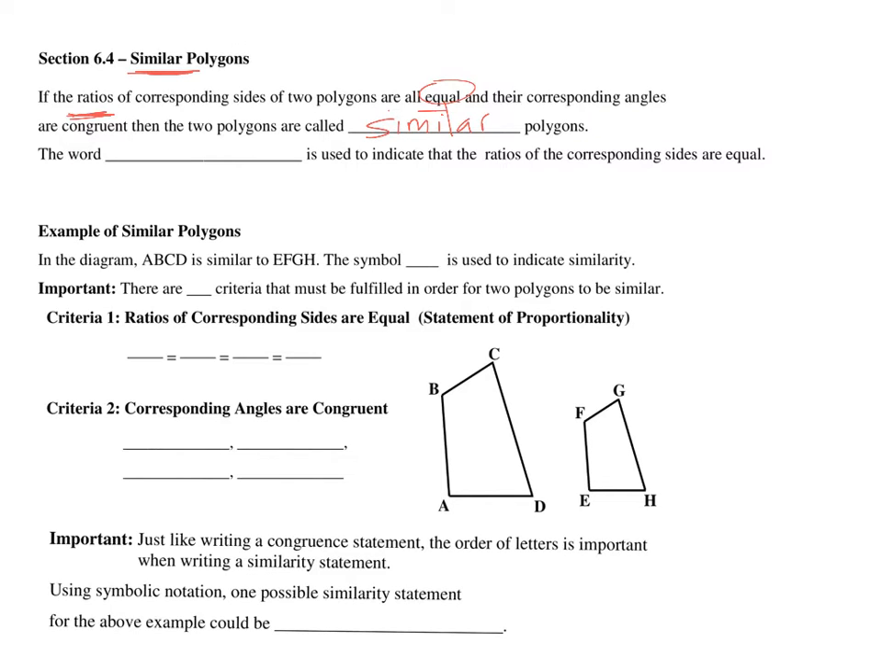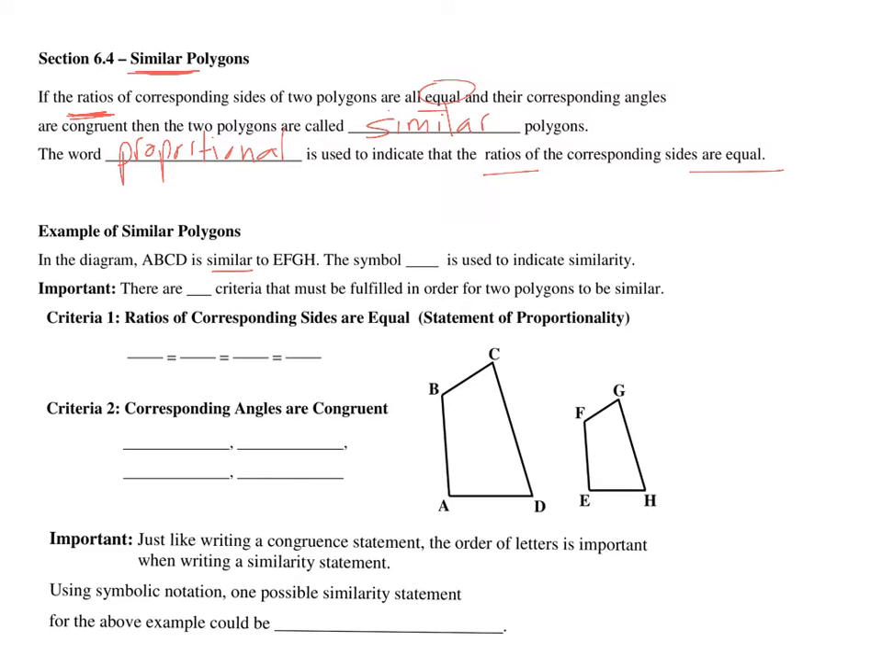Now the word proportional is used to indicate that the ratios of corresponding sides are equal. Like below here we have this example. Are these figures proportional? Before we get into that, in the diagram, ABCD is similar to EFGH.